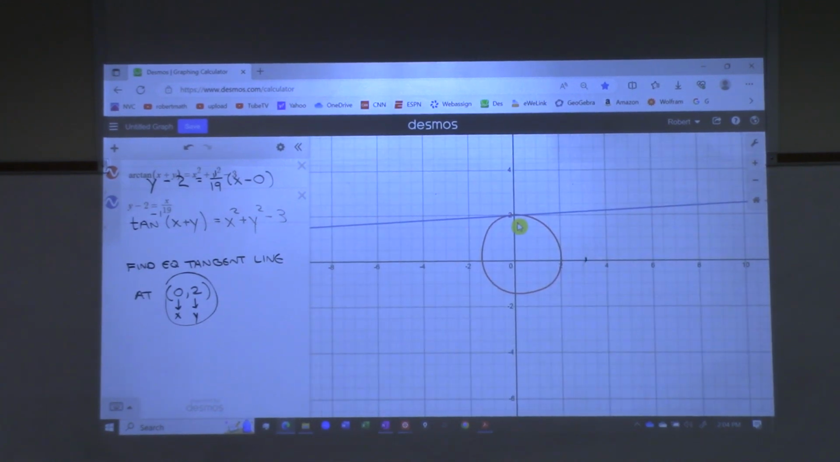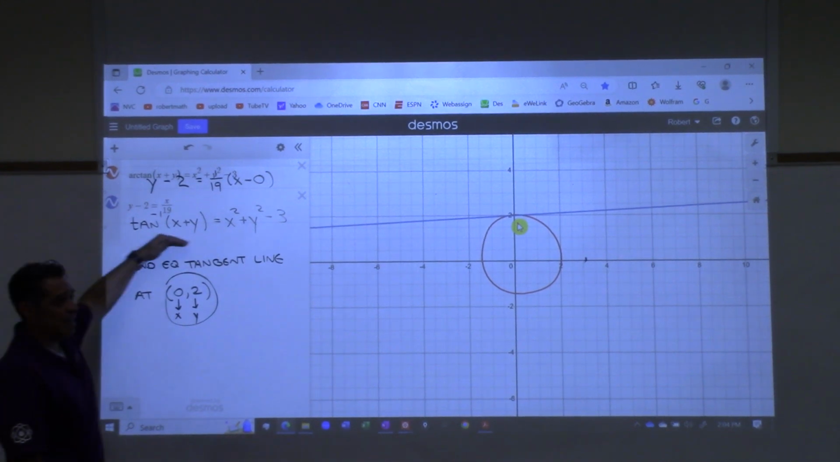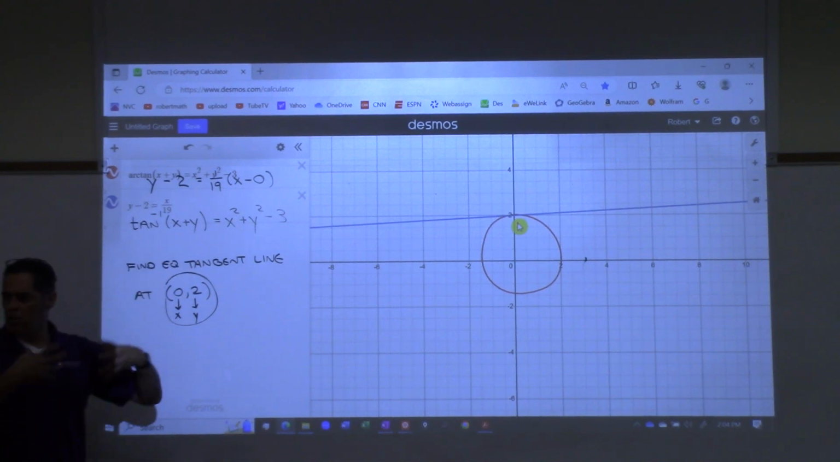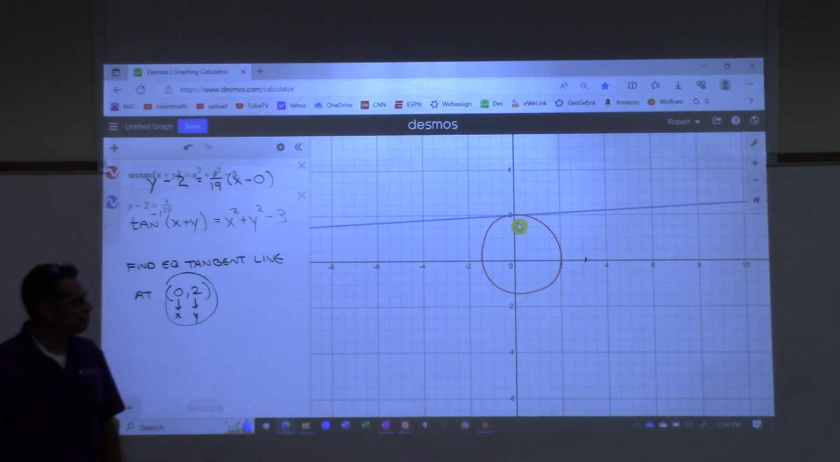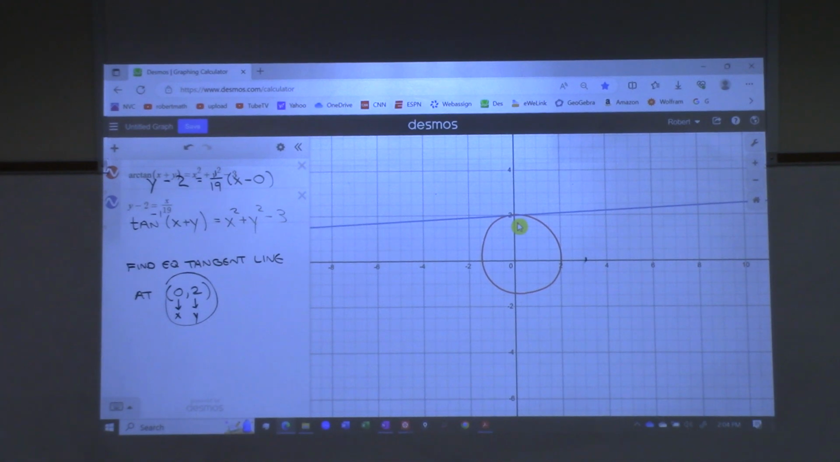All right, so you get the idea, yes? The whole point of this was just to get the idea of how you do implicit differentiation, how you do that with a new inverse trig function. Okay, on your homework for this, we're done.